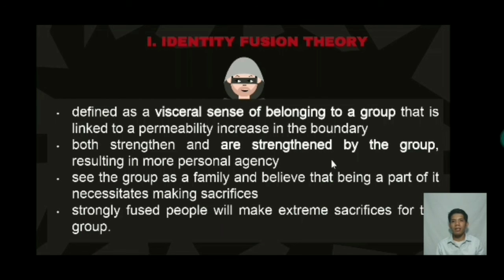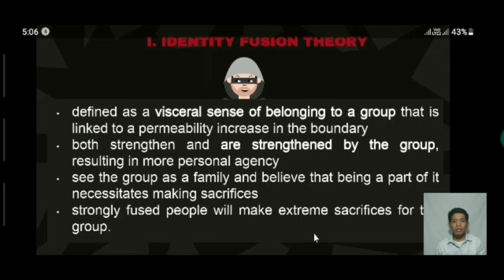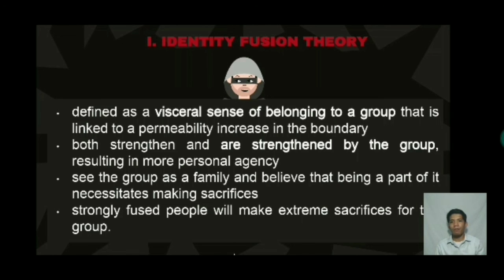So, let's proceed to the last subtopic. It is all about identity fusion theory. So, according to William B. Swann and Michael Buhrmester, it is defined as a visceral sense of belonging to the group that is linked to a permeability increase in boundary, both strengthened by the group, resulting in more personal agency, seeing the group as a family, and believing that being a part of it necessitates making sacrifices. Strongly fused people will make extreme sacrifices for the group.